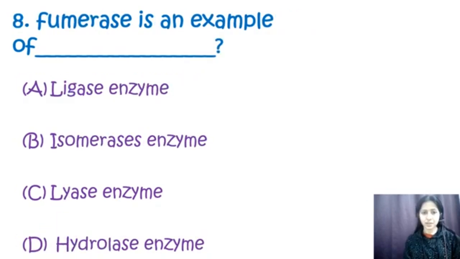Number 8. Fumarase is an example of option A ligase enzyme, option B isomerase enzyme, option C lyase enzyme, and option D hydrolase enzyme. So the correct option is option number C, that is lyase enzyme.